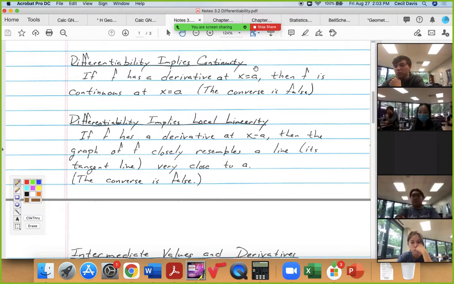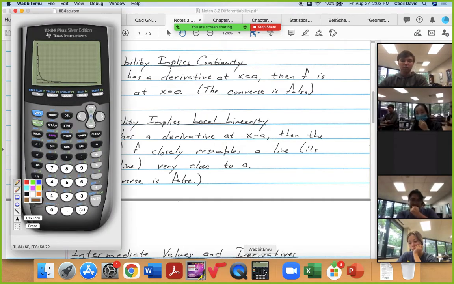Now, this second one, differentiability implies local linearity. Basically, that means that if f has a derivative at a, then if you were to zoom in on that point, it would look like a line. In fact, it would closely resemble its tangent line. Let me show you a picture of that on a graph. So this is the graph of, I think, 1 over x. Yep. And this is its tangent line at 1/2.